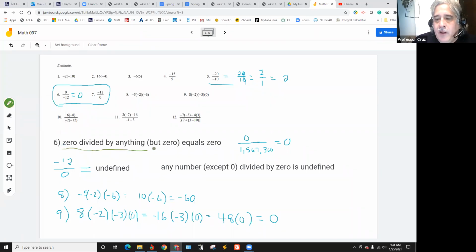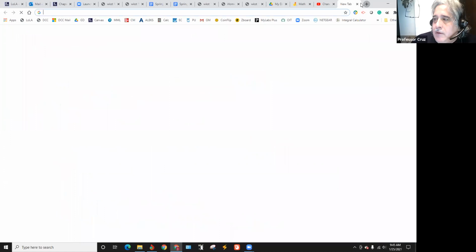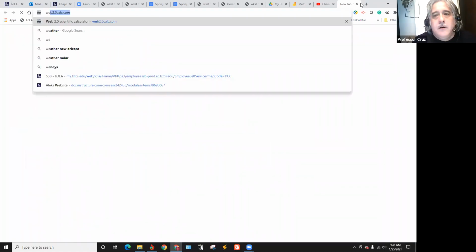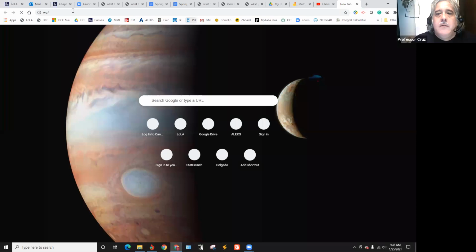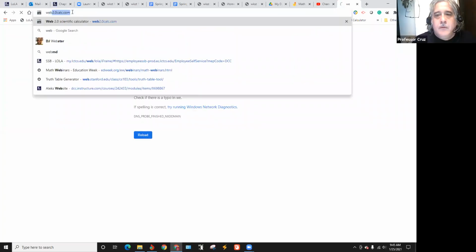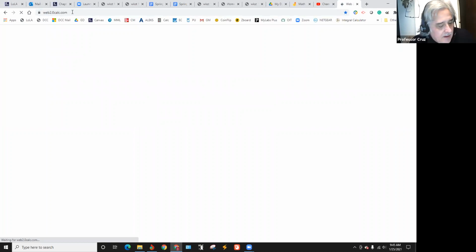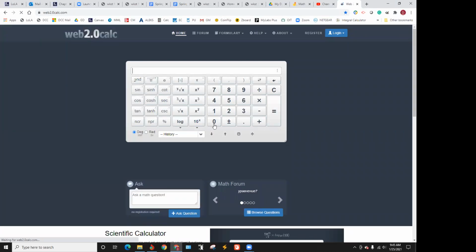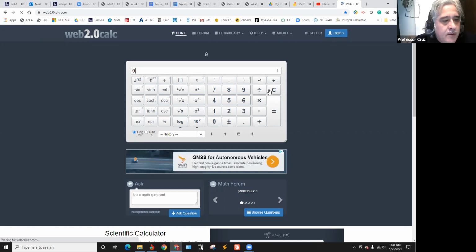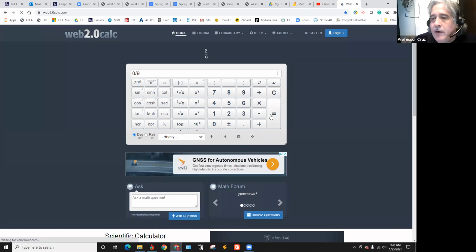0 divided by anything but 0 equals 0. All right, in other words, if you've got a numerator of 0, it doesn't matter what the denominator is as long as it's not 0. Now, I was going to show you using a calculator. See, if you do 0 divided by 9, you're going to get 0.